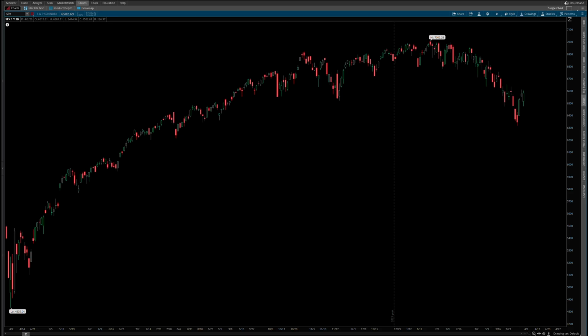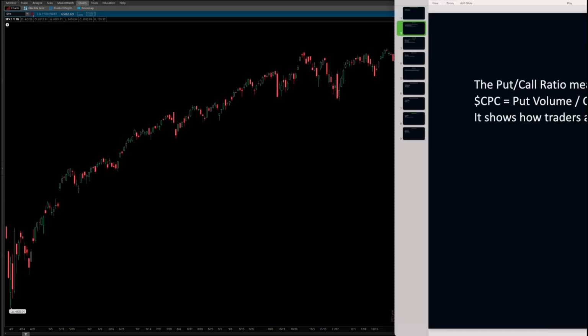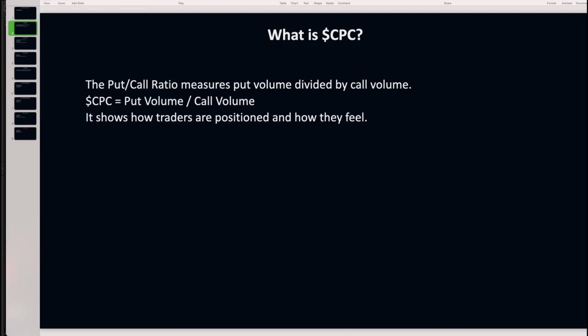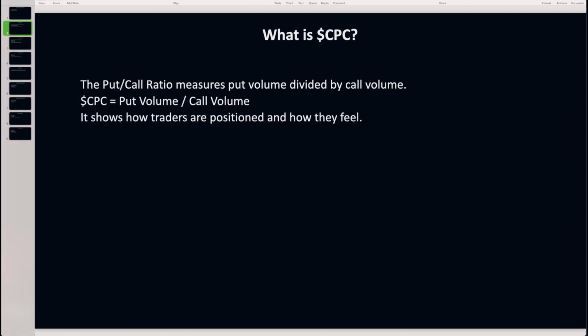So what is the put to call ratio? Well, put to call ratio, simply put, is how many put options are being traded compared to call options. A simple explanation of that is here. Let me share my little chart. So we've got CPC. It's just total put volume divided by total call volume of the options in the marketplace. It shows how traders are positioned and how they feel.